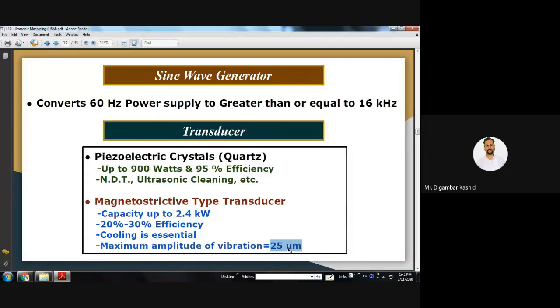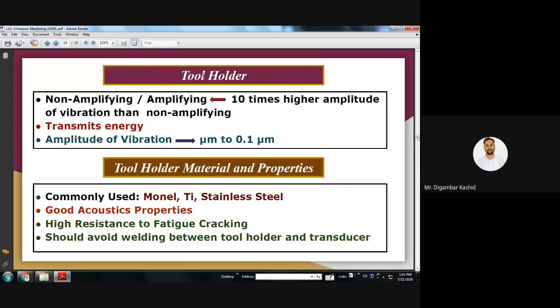I will once again repeat. This transducer is required to convert the electrical energy into mechanical vibration, and to amplify that electrical energy, for example you can see here a 60 kilowatt power supply, if you want to go for amplification, you can use this sine wave generator. For that purpose, we have taken this element. Now let us talk about the tool holder, because after the transducer the next element is the tool holder. Normally there are two types of tool holders.